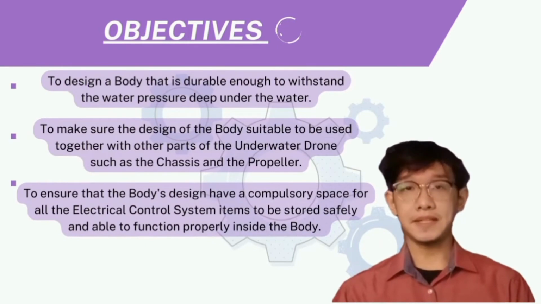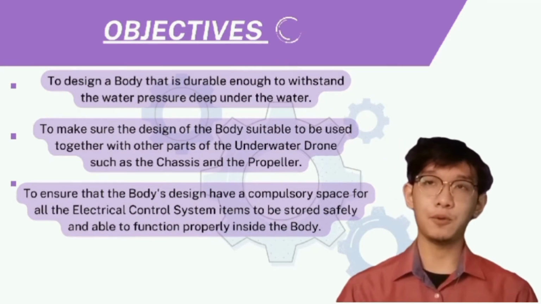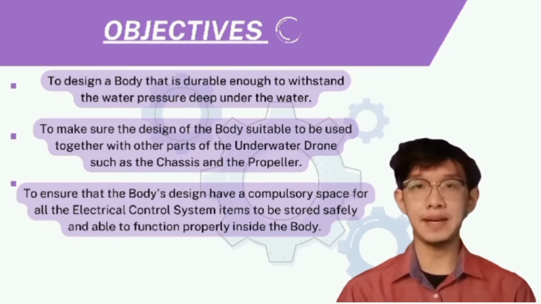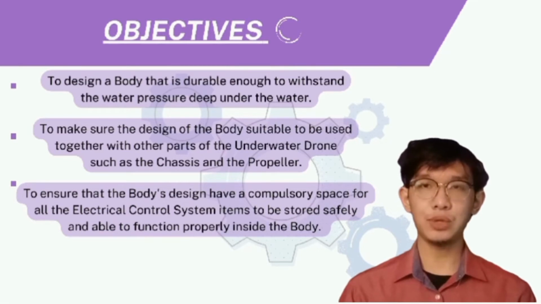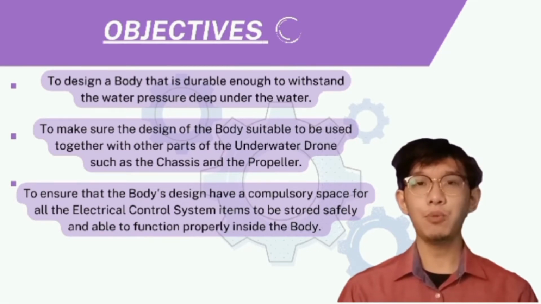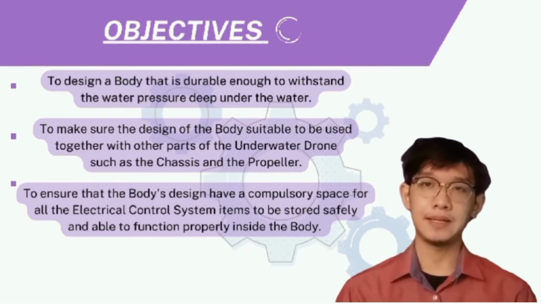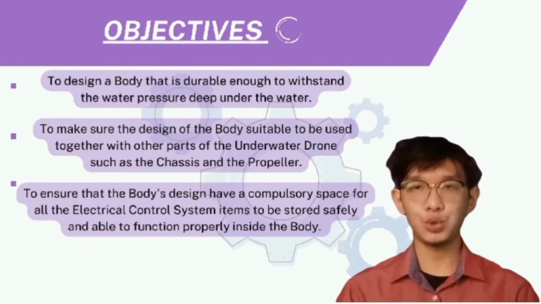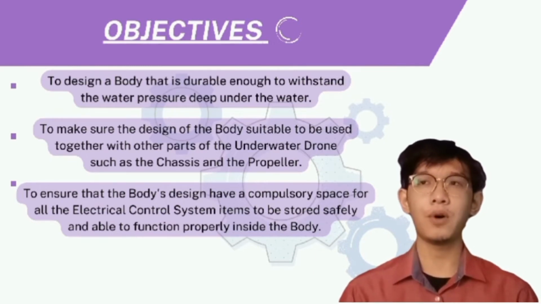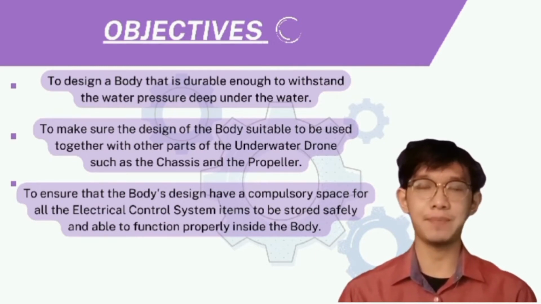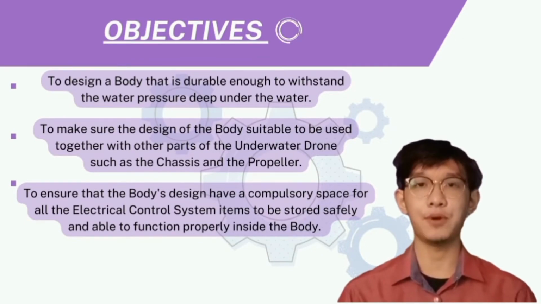There are 3 objectives. The first one is to design a body that is durable enough to withstand the water pressure deep under the water. The second one is to make sure the design of the body is suitable to be used together with other parts of the underwater drone such as the chassis and the propeller. Last but not least is to ensure that the body's design has a compulsory space for all the electrical control system items to be stored safely and able to function properly inside the body.